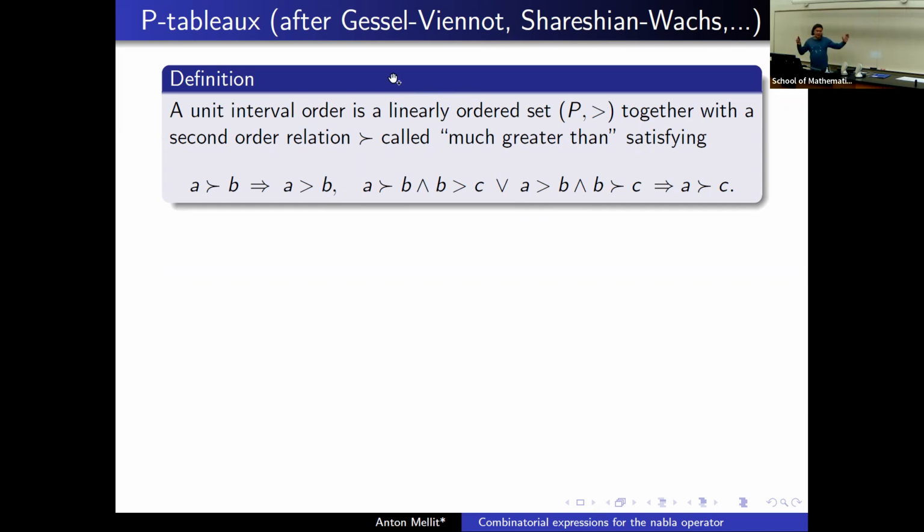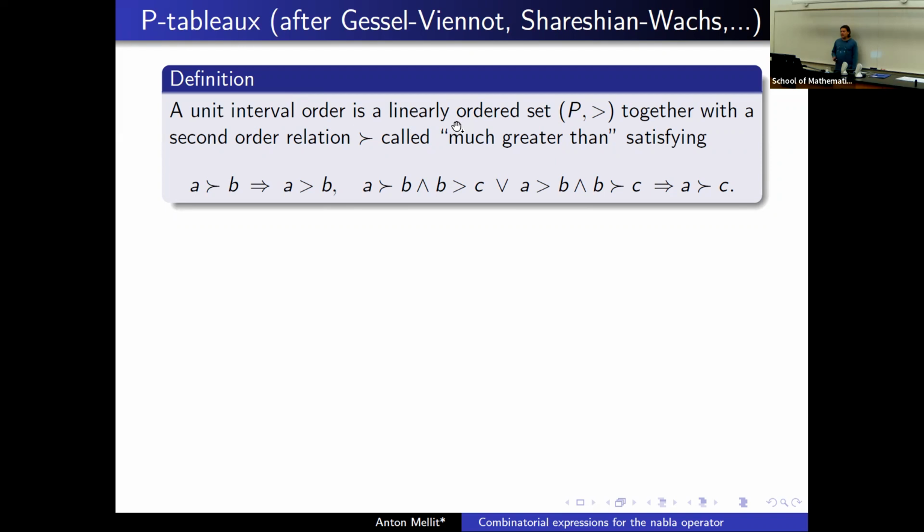Right, in the first part we had a shape and the content. We will have to generalize the meaning of a content. The new thing, instead of content, is a unit interval order. So what is a unit interval order? There are many definitions, but for me, you have a linearly ordered set. You can take a bijection and say it's the integers from 1 to n, for instance, if it's finite; you don't lose anything.